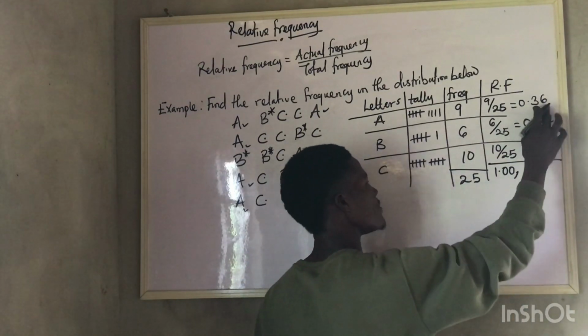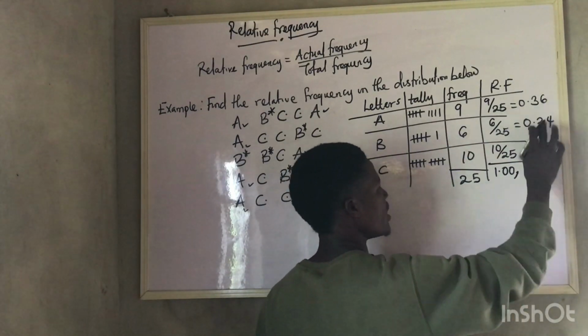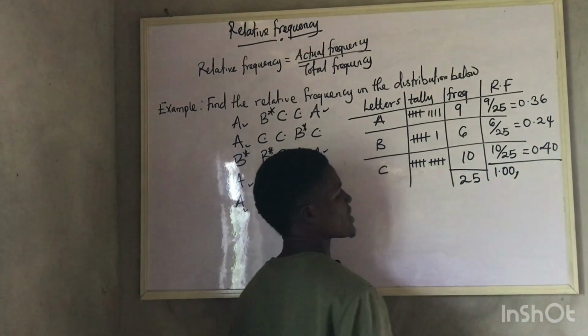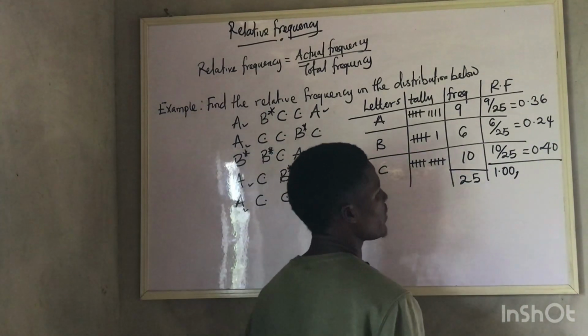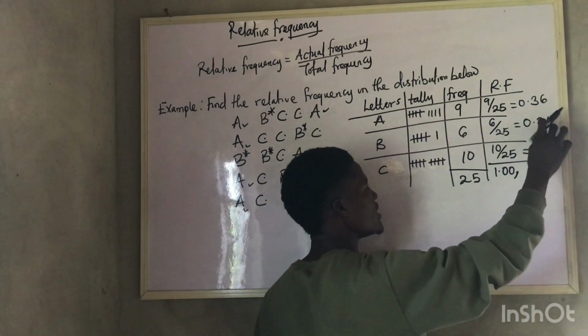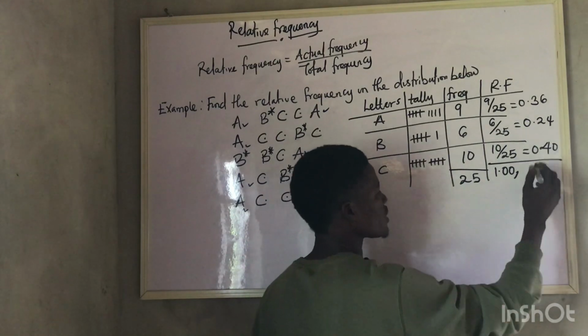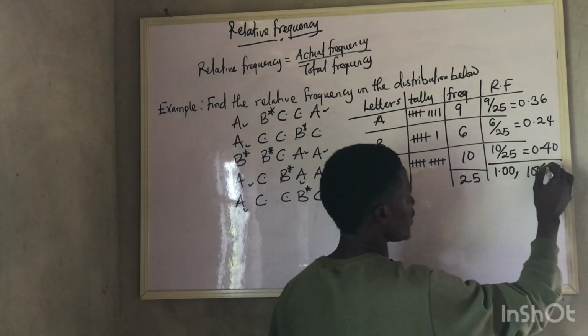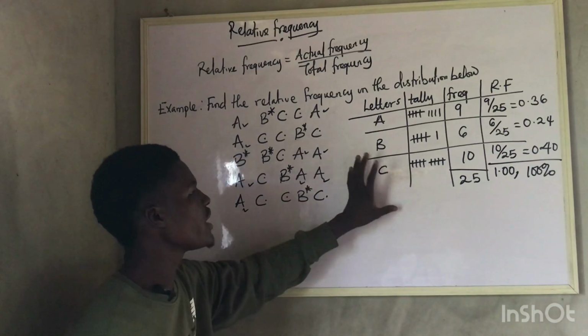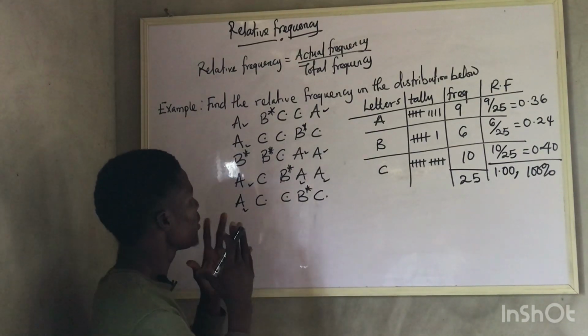Or if you put this in percentage, that will be 36%, 24%, and 40%. So 36 plus 24 is 60. 60 plus 40 will give us 100%. So this is how you are going to be doing any questions on relative frequency.